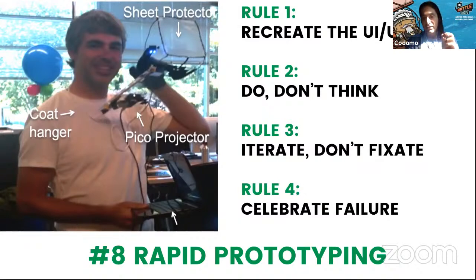The second rule is to do and don't think, because people spend too much time thinking but don't do, and that's why nothing gets accomplished, right? And that really allows you to accomplish a lot more. When you start to do things, you start to see progress, and you start to see where you're going wrong, right? And the third rule is to iterate and not fixate.